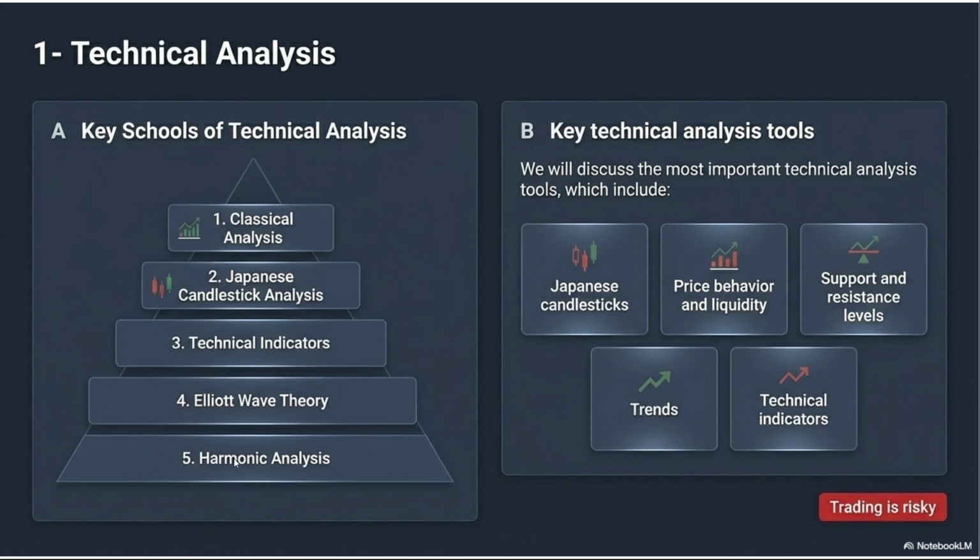But in the beginning, there is something you need to concentrate on because all these schools depend on it, which is Japanese candlestick analysis, the key technical analysis tool. This is the main thing we need to understand. By this, we will understand the price behavior and liquidity, the support and resistance levels, and the trends. Technical indicators will also help us to analyze the market.